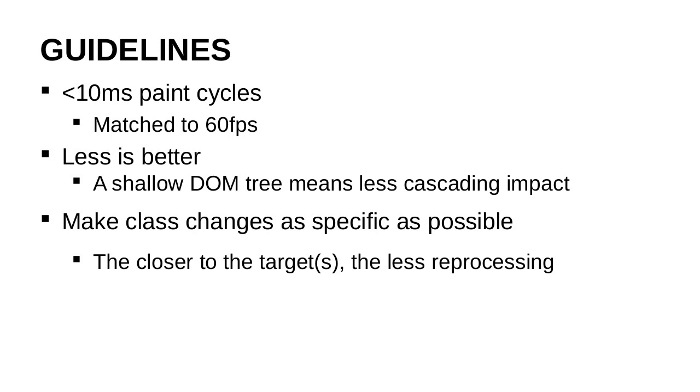The next thing to keep in mind is less is better. The less that the browser has to process and reprocess during any changes, the more efficient it'll be. A shallow DOM tree means that there's less cascading impact. A single change to a node, if it's part of a huge tree branch that's got several nested nodes within it, the browser has to reprocess all of those nodes to understand what sort of positioning or other sort of stylistic changes might have occurred.